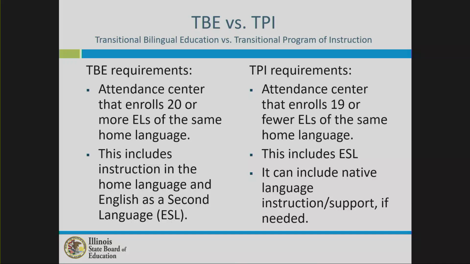For TPI, it's the magic number 19, and when we're looking at that, it's the attendance center 19 or fewer students that speak the same home language. It includes ESL, and it could include native language, but it just depends on the needs of your students. That native language is not required for TPI, for example.